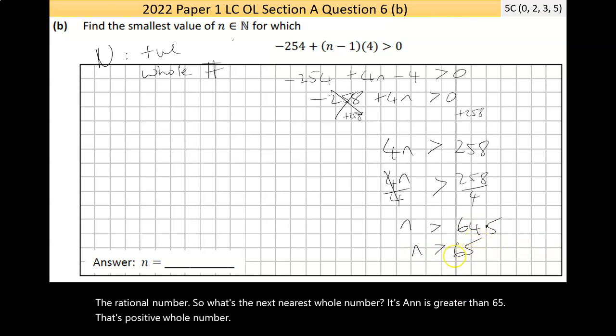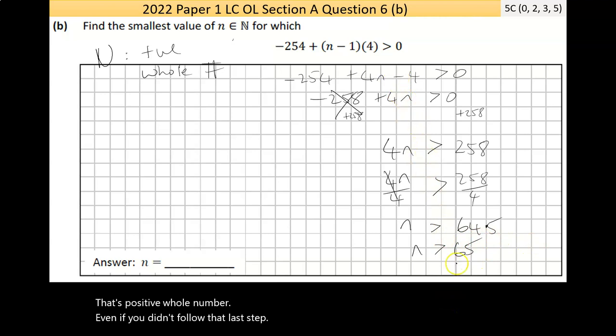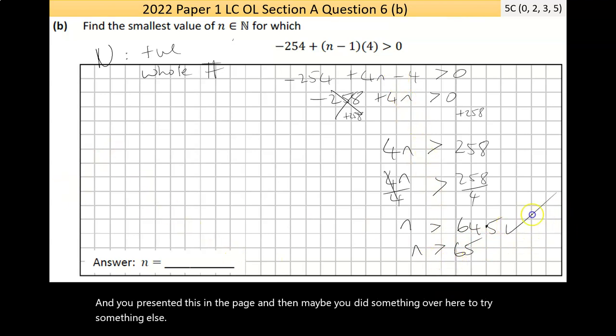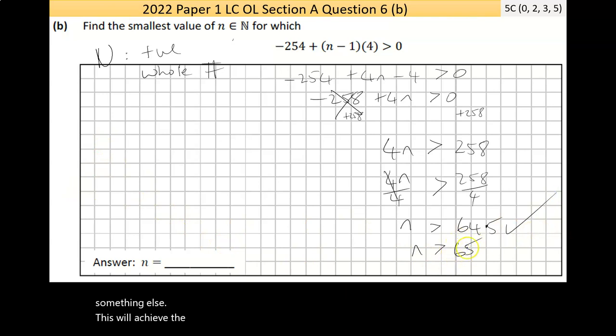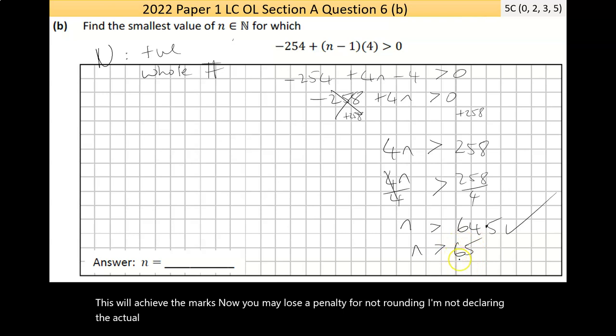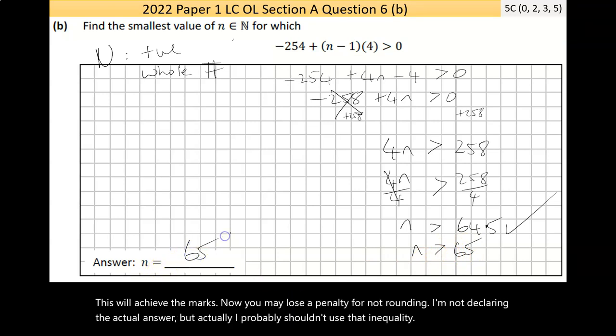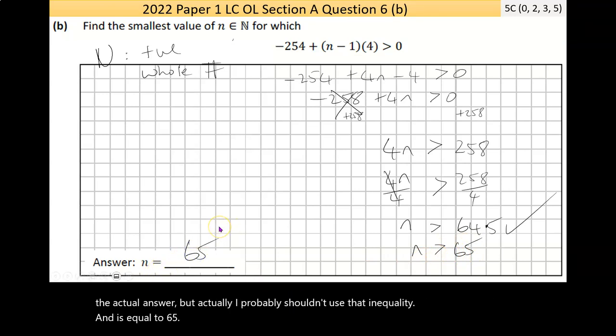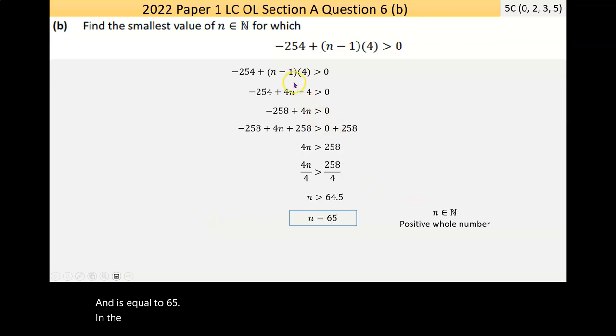Now, even if you didn't follow that last step and you presented this on the page and then maybe you did something over here to try something else, this will achieve the marks. You might lose a penalty for not rounding or not declaring the actual answer. But actually, I probably shouldn't use that inequality. n is equal to 65. Now, in the notes, that's the same thing. And there are other ways of approaching this.